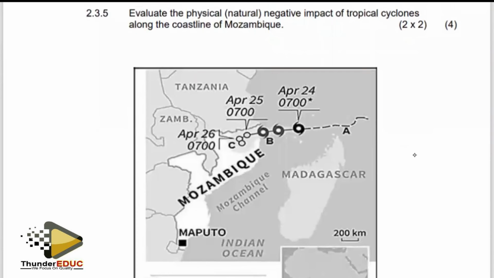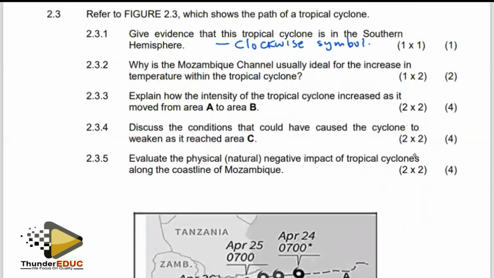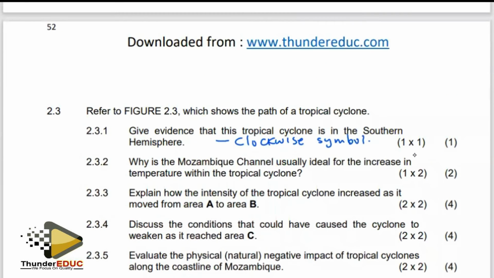and as well, countries found in the southern hemisphere.